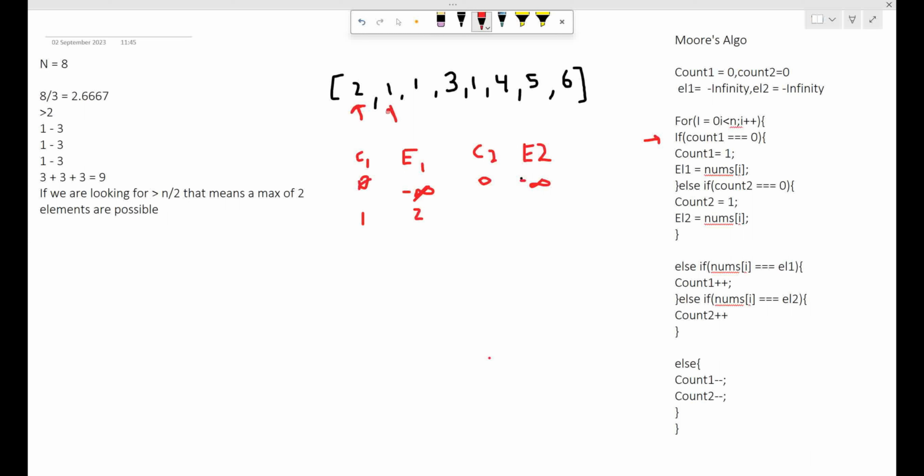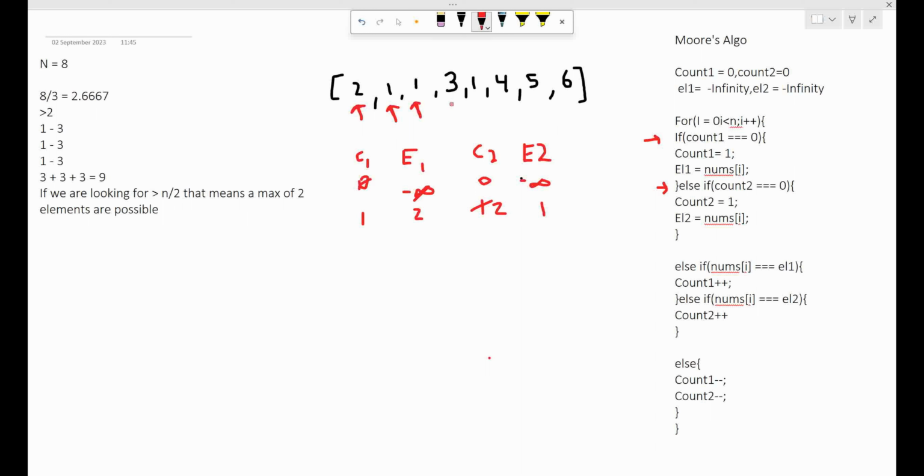Moving to the next element, this is 1. Again, we will see count 1 is not 0 now, but count 2 is 0, right? This condition will become true. That means we will increase the count and make this 1, and the E2 will have 1 now. Correct? Let's go to the next element. Count 1 is 0? No. Count 2 is 0? No. Is nums of I equal to element 1? No, because element 1 is 2 and nums of I is 1. Is nums of I equal to element 2? Yes. So we will increase the count by 1, that is 2.